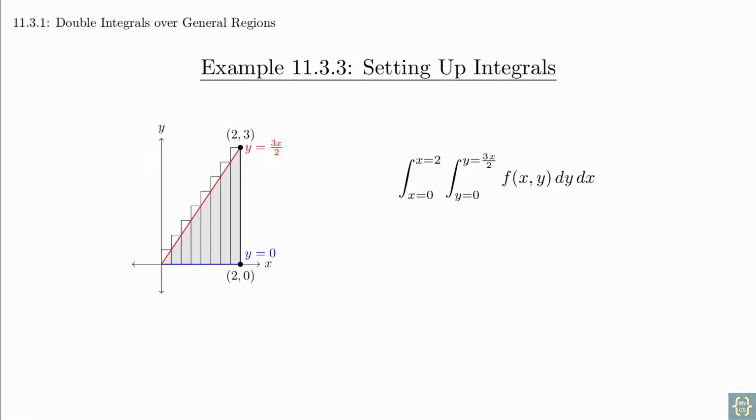For the outer integral, we simply look at the leftmost and rightmost parts of the region. The leftmost is at x equals 0, and the rightmost is at x equals 2.